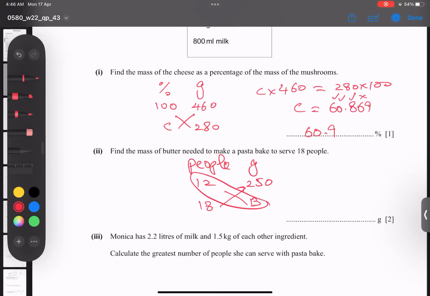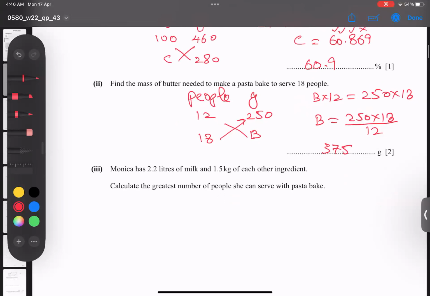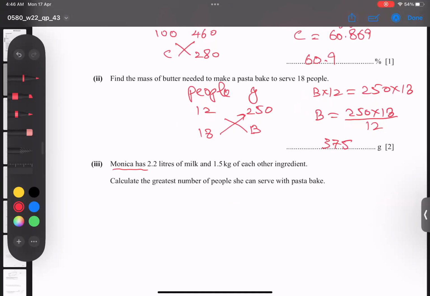So B times 12 equals 250 times 18, and this 12 will divide. I hope you are getting the point. If I type in the calculator 250 times 18 divided by 12, the answer is 375 grams of butter required.